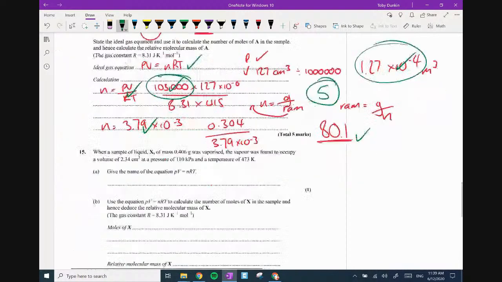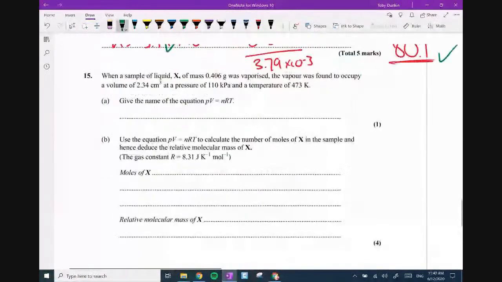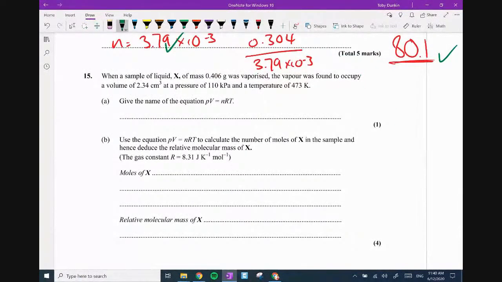Good question though. What a lovely, lovely gas question that was. Sexy, sexy chemistry. Let's go for the next one.